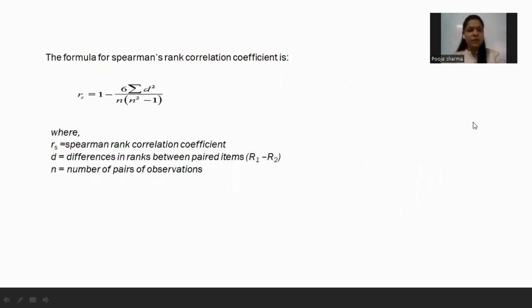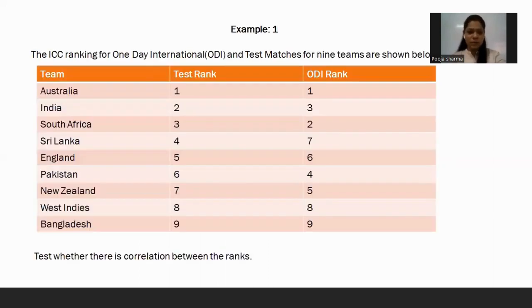This is the formula for calculating the rank correlation, which is Rs equals 1 minus 6 summation d square divided by n into n square minus 1, where Rs is the Spearman rank correlation coefficient. Pearson's correlation is denoted by r, and Spearman rank correlation is denoted by Rs. d is the difference in the ranks between the paired items, R1 minus R2, where R1 is the rank given by investigator 1 and R2 is the rank given by investigator 2. n is the number of pairs of observations.